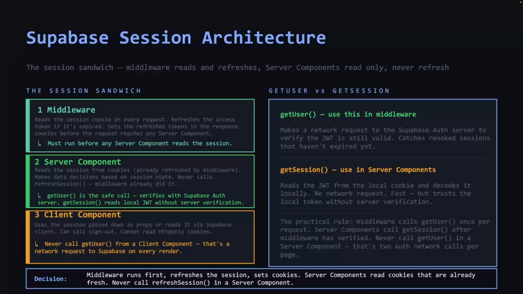Here's a practical rule concerning middleware. The middleware calls getUser once per request. Server components call getSession after. Never call getUser in a server component. That's 2 auth network calls per page load. And client components. These receive the session passed as props or via the Supabase client. They can call signOut. They cannot read HTTP-only cookies, which is the security property we want.